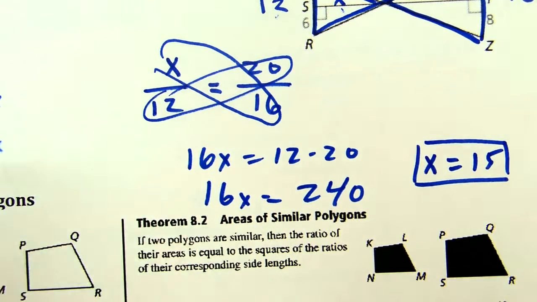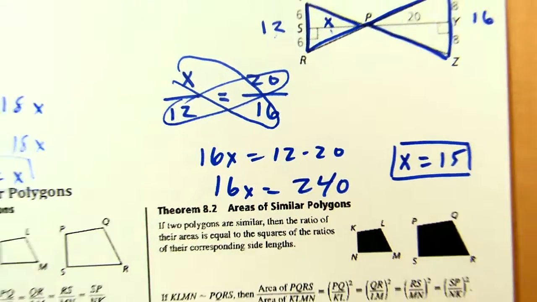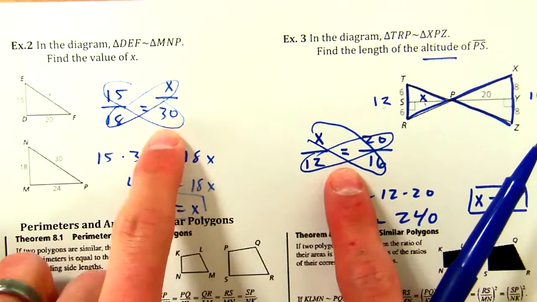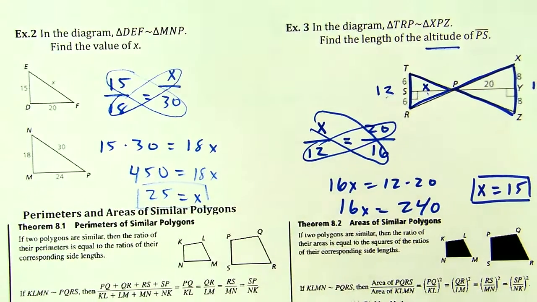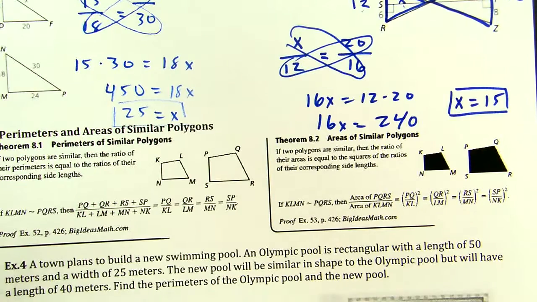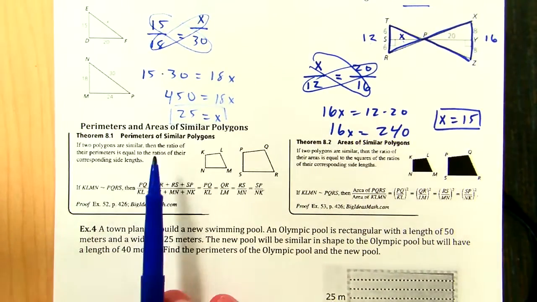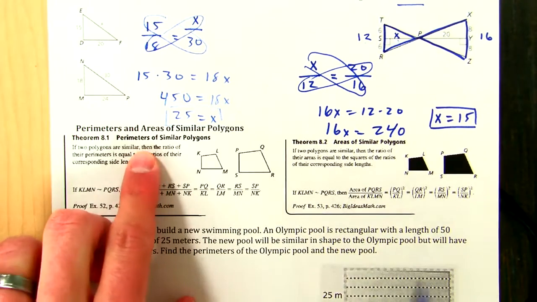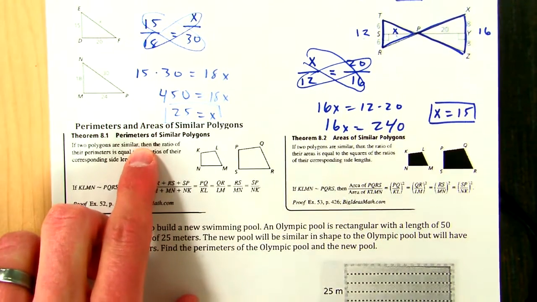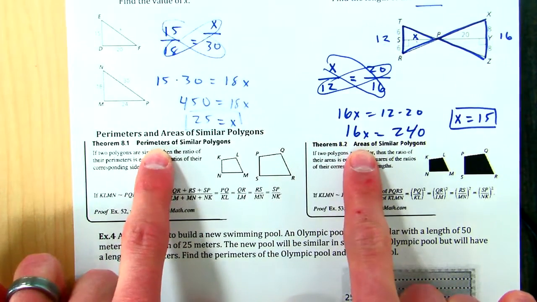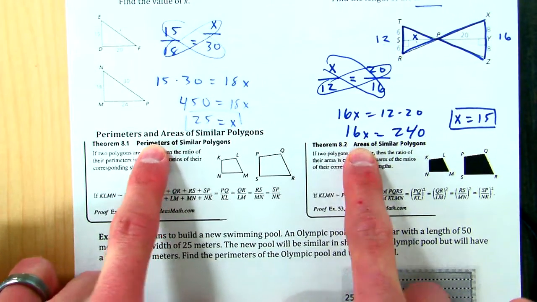So these are going to be very common problems that you're going to have to work with. You're going to have to set up your proportion like we did for both of these, cross multiply, and solve. Okay. Last thoughts here, and then I will stop yapping, and that is this. We're going to be comparing not only side lengths and altitudes and those things, we're also going to be comparing perimeters and areas of similar figures.